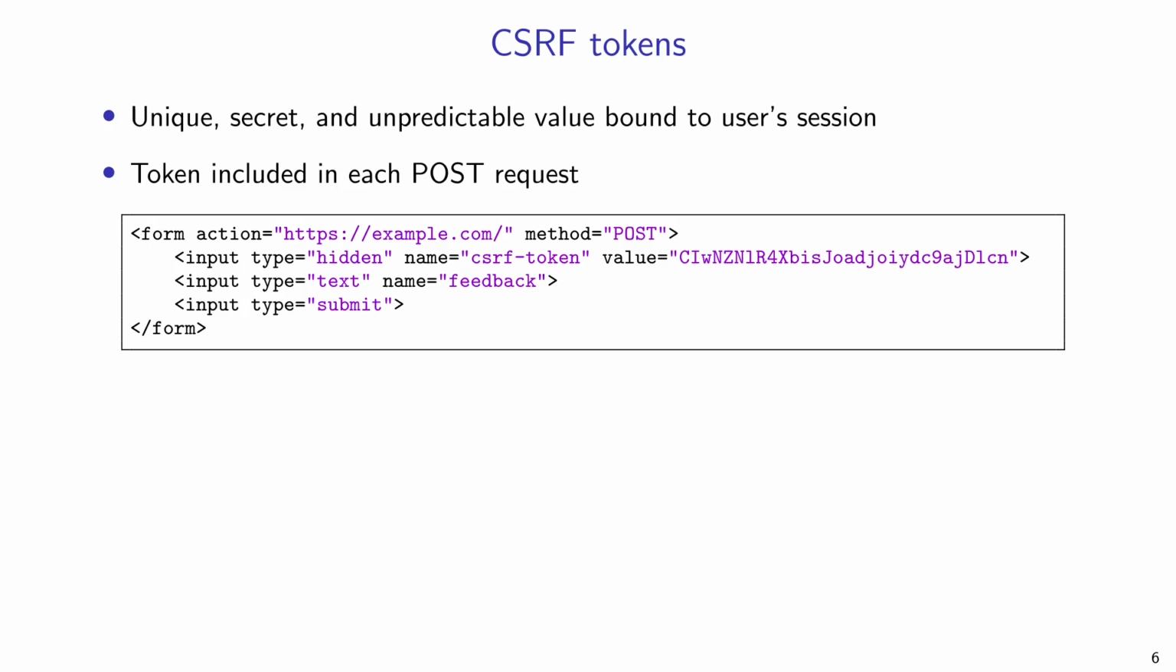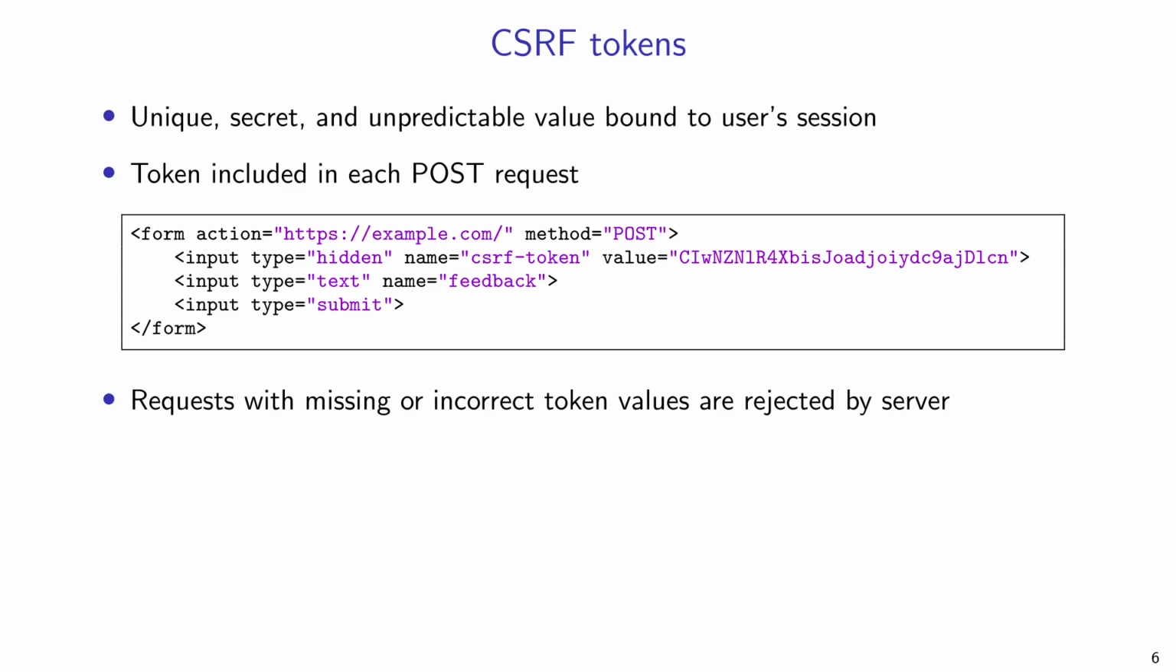The server then verifies the token's value, making sure that requests with missing or incorrect token values are rejected by the server. Now, if you think about it, what it does is that it makes each request unique and unpredictable by the attacker, because the attacker does not know what token value has been assigned to the victim's browser session. For sure, the attacker can find out the token value that has been assigned to the attacker's browser session. But the attacker cannot use that value in the attack, as the server will expect a different value for requests that come from the victim's browser session.